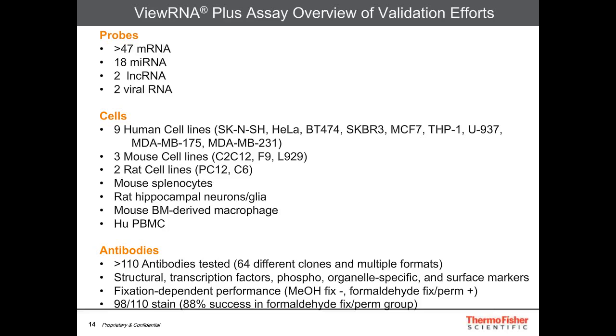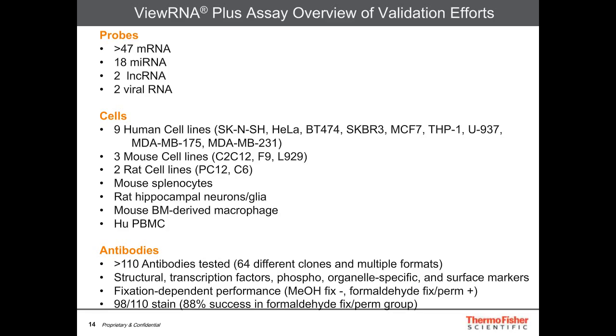We've looked across multiple cell lines, and I think from the first slide that I showed you at the beginning, where we looked across different cell types, we've really looked at a whole smattering of both primary cells and cell lines to look at performance of the assay, as well as some of the more rare subtypes of cells, and even cells like PBMC, where we've actually cytospun the cells down onto slides. For antibodies, we've currently looked at over 110, 64 different clones of multiple formats. By formats, I mean conjugated to different fluorophores. And we've looked at structural proteins, transcription factors, a whole host of different specificities and localization within the cell.